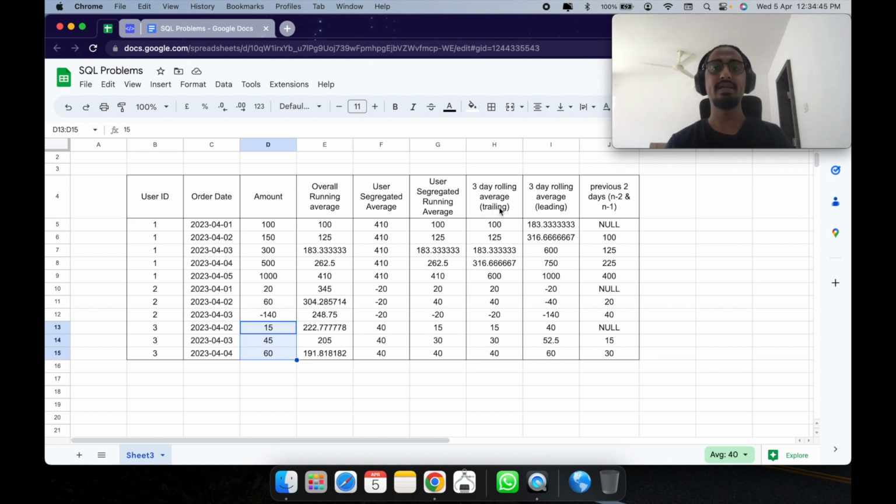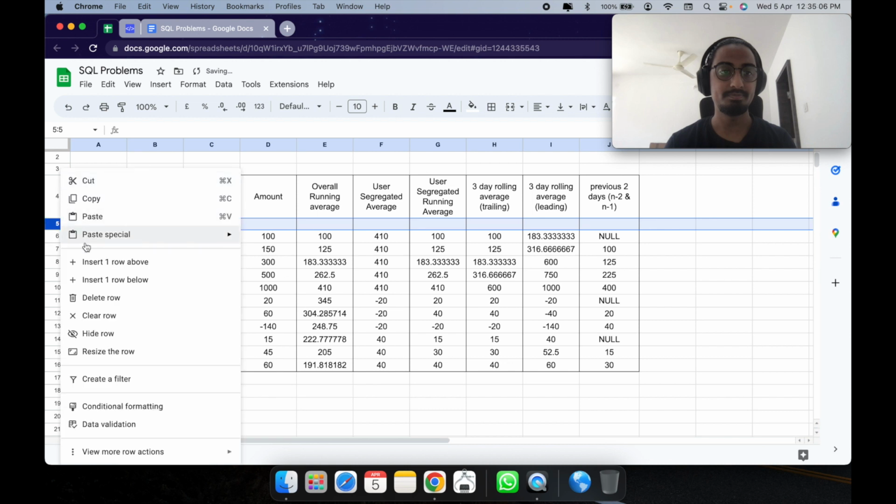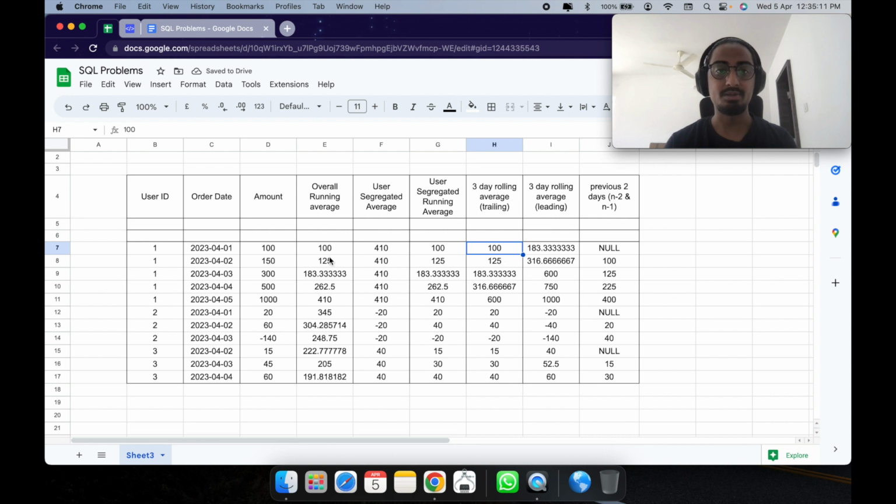Now what is a 3-day rolling average trailing? A rolling average is essentially the rolling sum or average, or another arithmetic function, of the preceding 3 units. Let me add 2 additional rows on top. Here it is 100 because it is the rolling average of 100 itself and the preceding 2 rows. Given that they are empty cells, it is still 100.